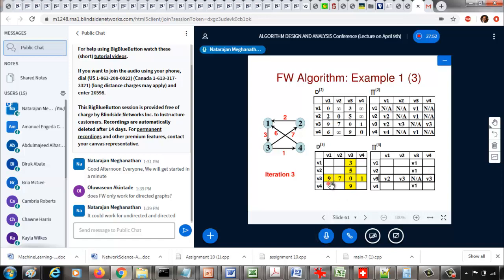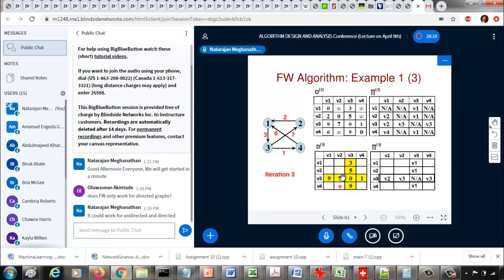Now this entry from V4 to V1 is 6. We have to see if we can do less than 6. So draw a vertical line, it reaches here at 9, horizontal reaches here also 9. So 9 plus 9, 18, not less than 6. So we stay with 6. And the entry for this cell in the predecessor matrix, which is V4, we stay with V4 here also as a predecessor.